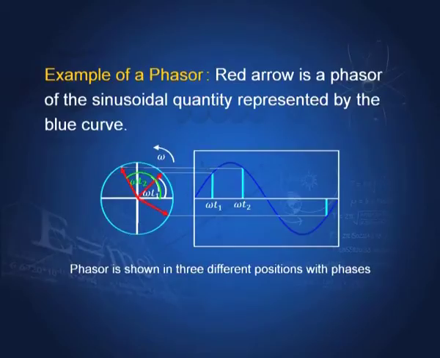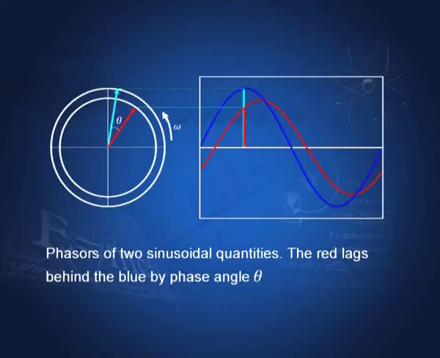This is a convention, this moves anticlockwise, and I have shown 3 of these vectors at various phases. This is at phase omega t 1, this one is at phase omega t 2, and this one is at a later phase. So, this red arrow is a phasor. This phasor moves along a circle in the anticlockwise direction, and the radius of the circle is equal to the amplitude of the sinusoidal quantity that it represents. Now, I have two phasors for you.